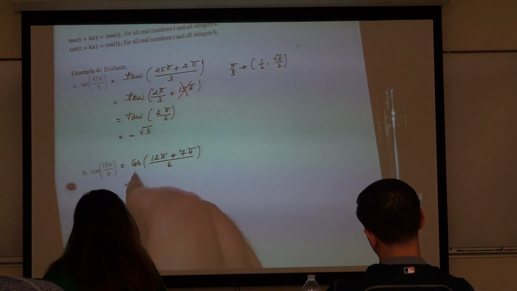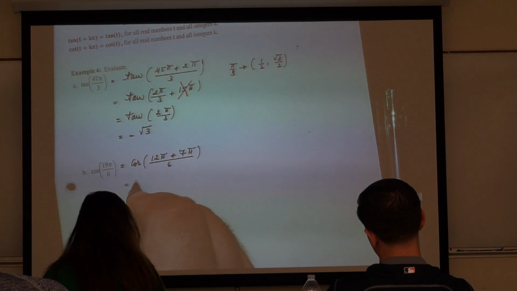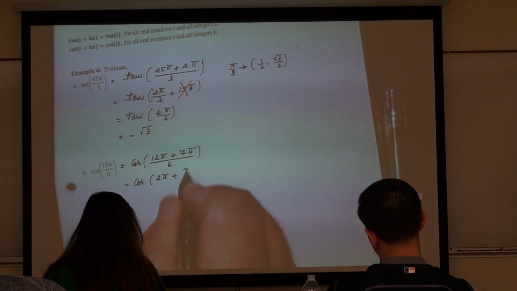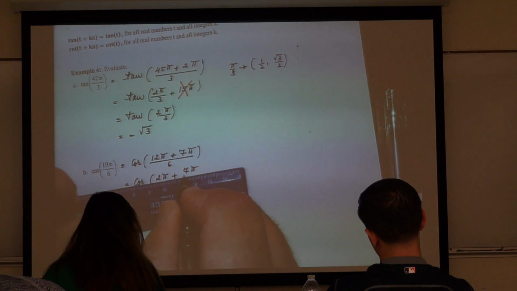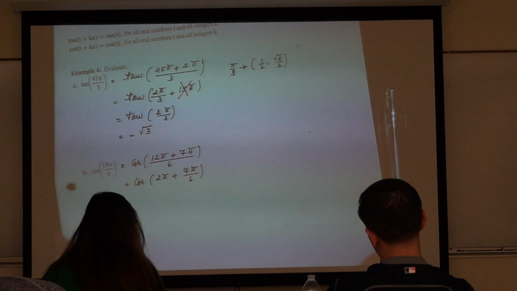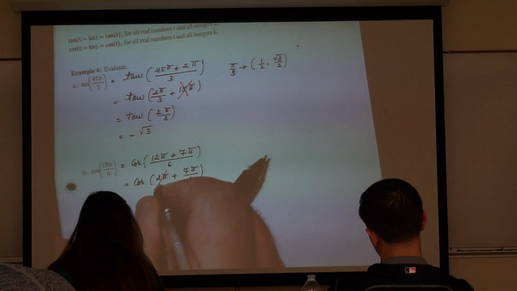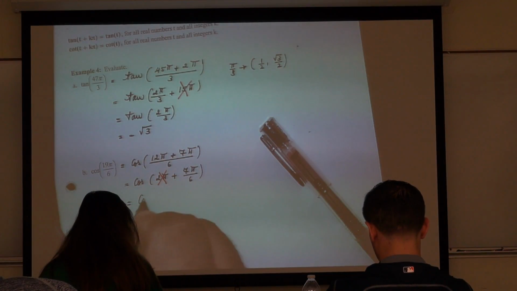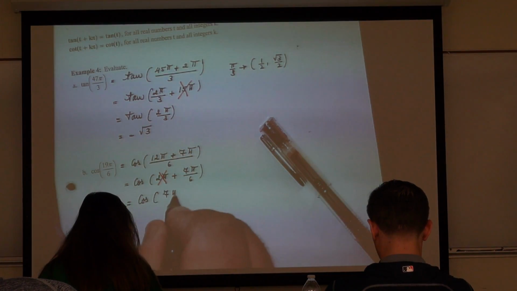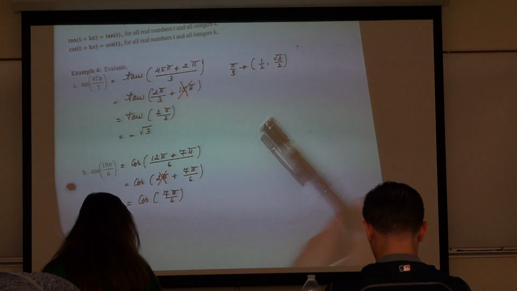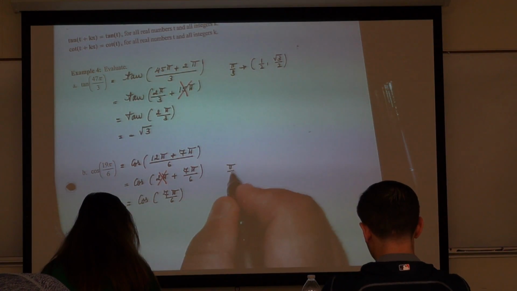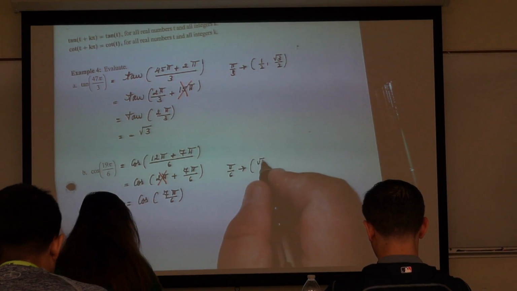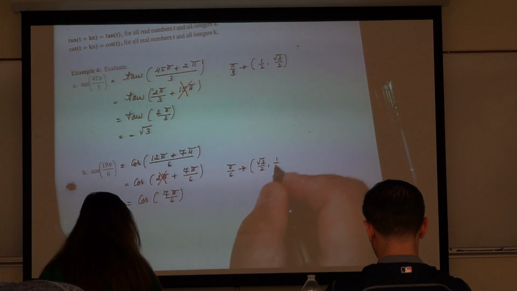So now this is going to give you cosine of 2 pi plus 7 pi over 6, right? But the 2 pi is gone, right? So you've got cosine of 7 pi over 6. Where is 7 pi over 6? Again, pi over 6 only is square root of 3 over 2 and 1/2.